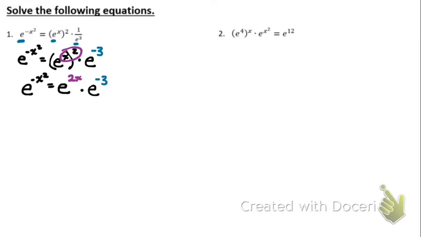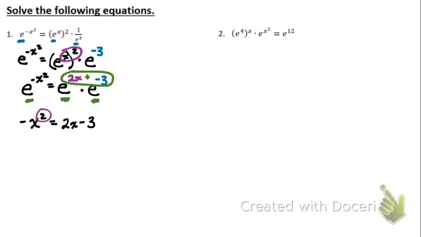All right. Over on the right, same base, and they're being multiplied together, so I'm going to take those exponents and we are going to add them. I have the same base on the right-hand side too, so I'm really just going to be recopying those exponents and working only with the exponents from here on out. So I have negative x squared equals 2x minus 3.